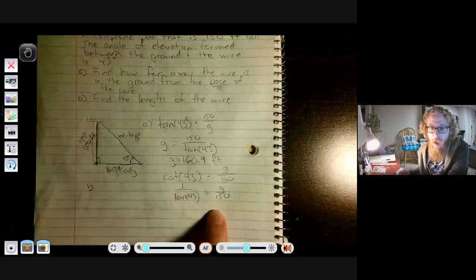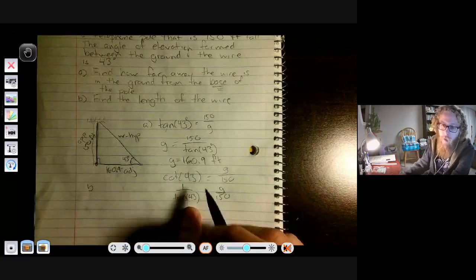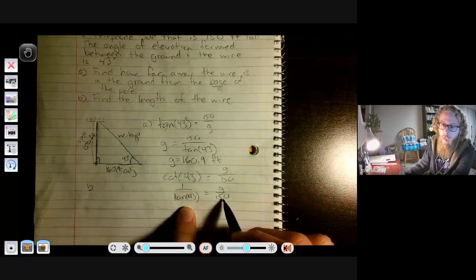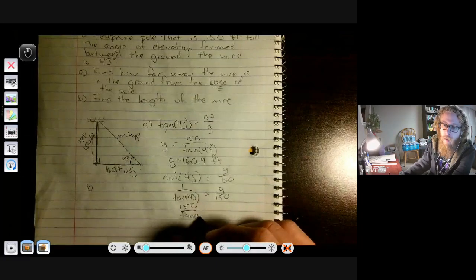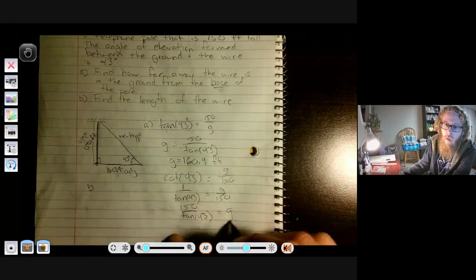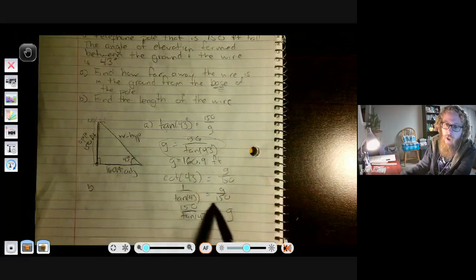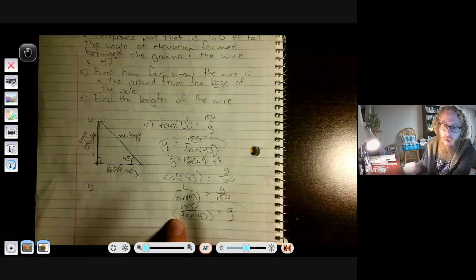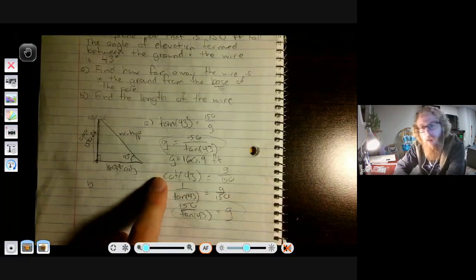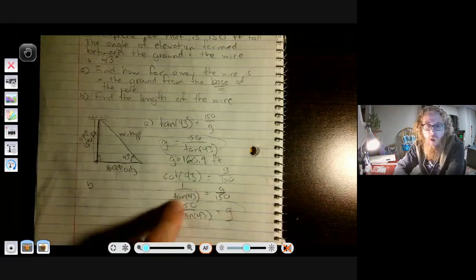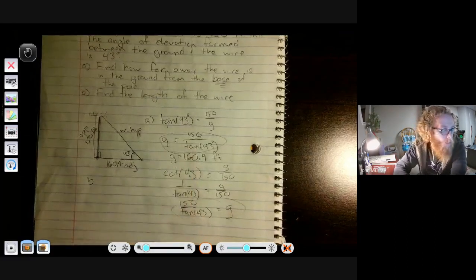All right, so I can set it up like this. And then when I solve here, I multiply both sides by 150, and I end up with the same situation in order to calculate it. So you could use cotangent, but then in the process of solving, you still end up with that.